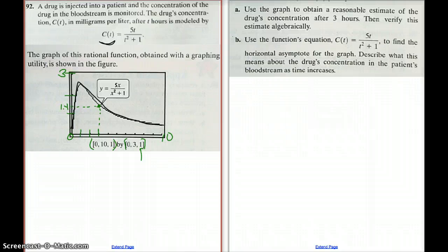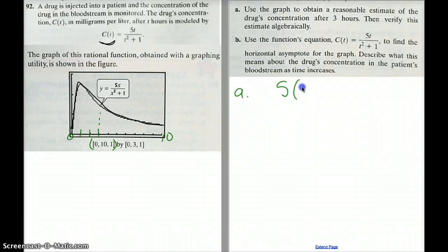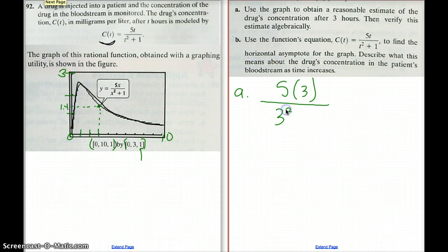I'm going to verify it algebraically by simply plugging in 3. So for question A, I'm going to verify by plugging in 3. 5 times 3 over 3 squared plus 1. Use the function they gave me to plug in and find the value. 15 over 9, which is 1.6 repeating. So my estimate was a little off. Probably good I verified it algebraically. It looks like 1.6 milligrams per liter are still in your body. Okay, or 1 2/3.